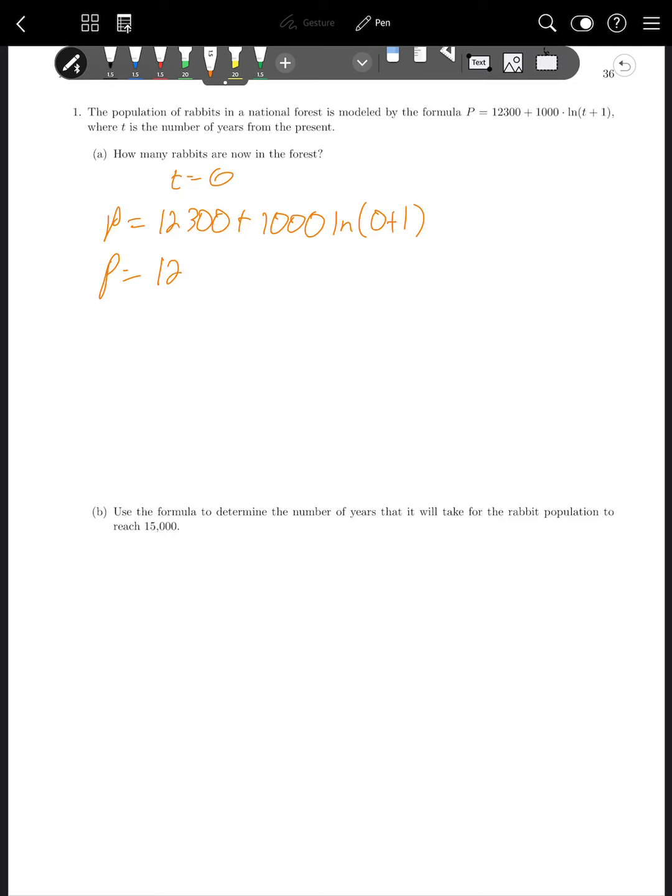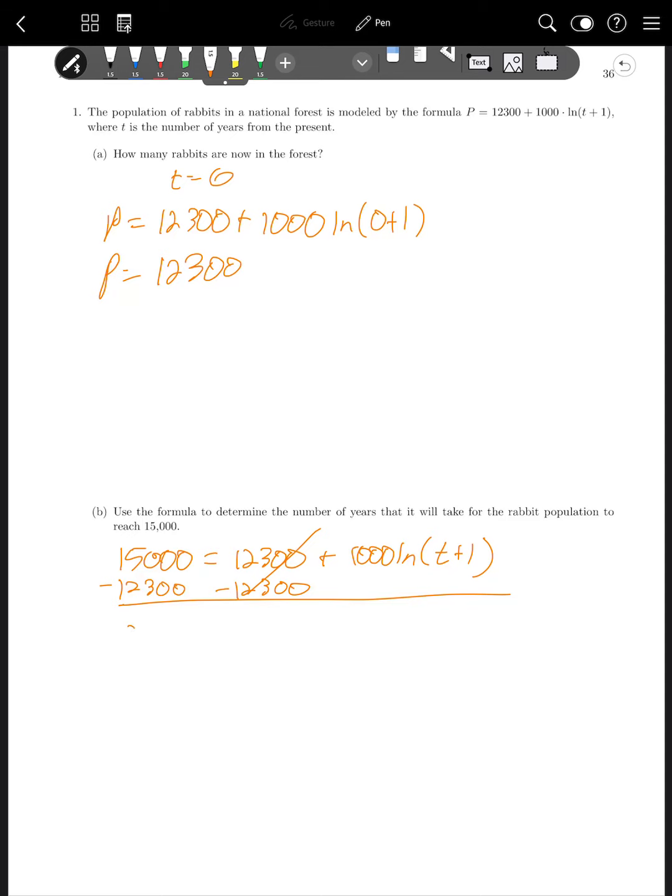So P equals 12,300. And it says use the formula to determine the number of years that it will take for the rabbit population to reach 15,000. Okay. Well, in this case, we know the population, so that's going to be 15,000 equals 12,300 plus 1,000 times the natural log of t plus 1, and we just solve this equation. So subtract 12,300 from both sides.